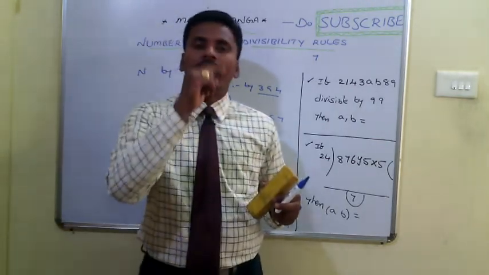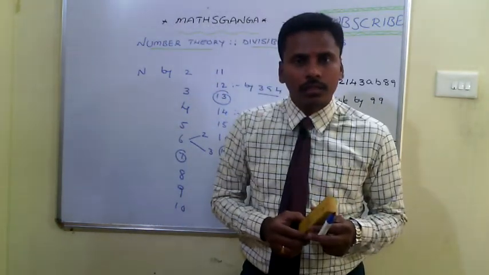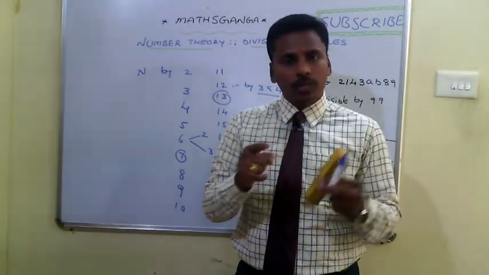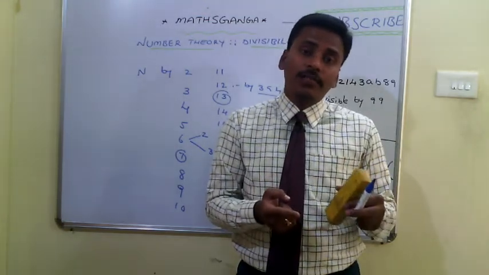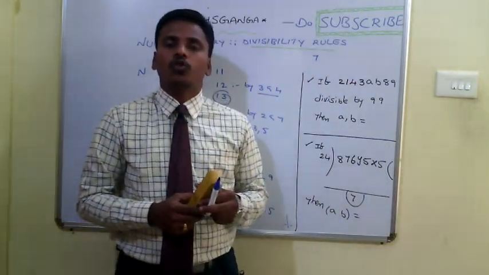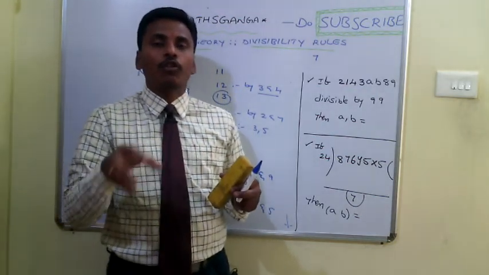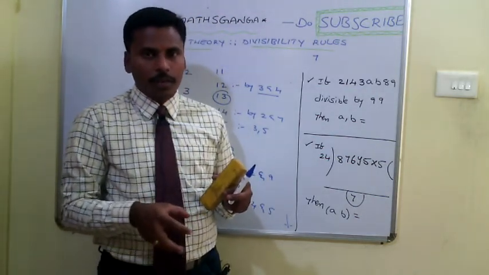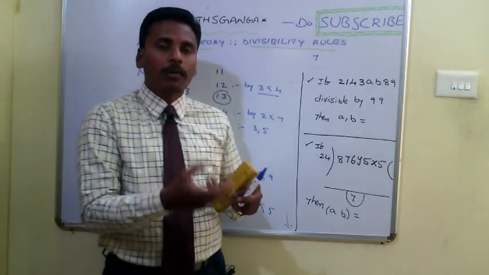And what is the divisibility rule for 143? 143 can be written as 11 into 13. So if a number is divisible by both 11 and 13, then the same number is divisible by 143 also. So like this we have divisibility for different numbers. So using this concept we are going to do certain problems.